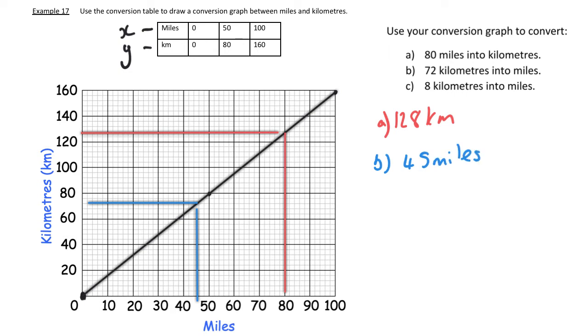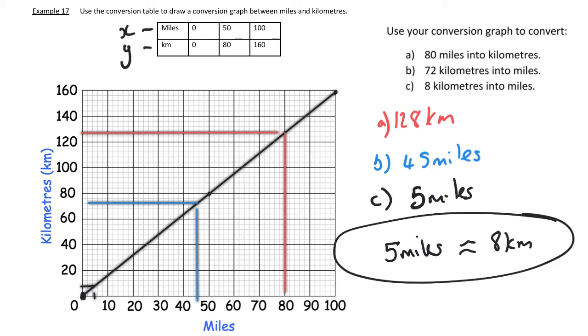And then for part C, 8 kilometres into miles. So we'll go 2 squares up and read across to the graph. And then from the graph, we'll draw the line down, and that's in the middle of the 0 to 10. So that means in part C, the answer is 5 miles. And in fact, this is the best conversion rate that we have, that 5 miles is approximately equal to 8 kilometres, and that's something that really we should know.